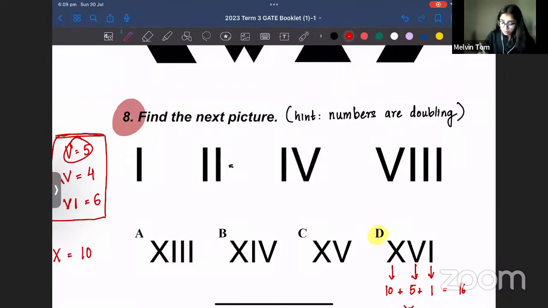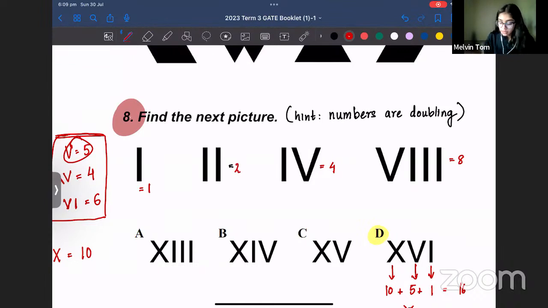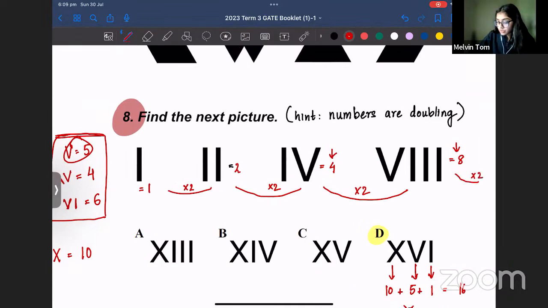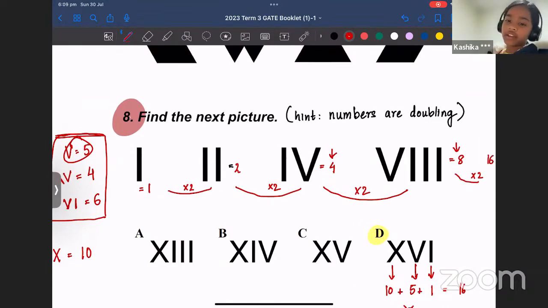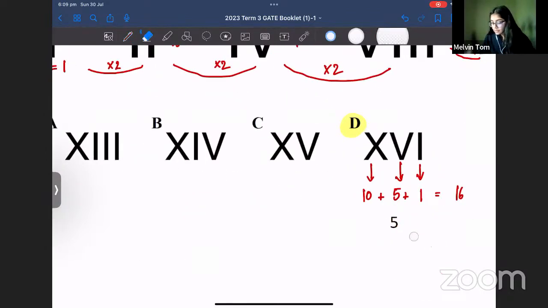Okay. So everyone knows what this stands for. This is number 1. This is number 2. This is number 4. This is number 8. 1, 2, 4, and 8. So 1 multiplied by 2 is 2. 2 multiplied by 2 is 4, which we got here. And 4 multiplied by 2 is 8, which we got here. So next will be 8 multiplied by 2, which is 16. So we have to find the Roman numeral of 16.